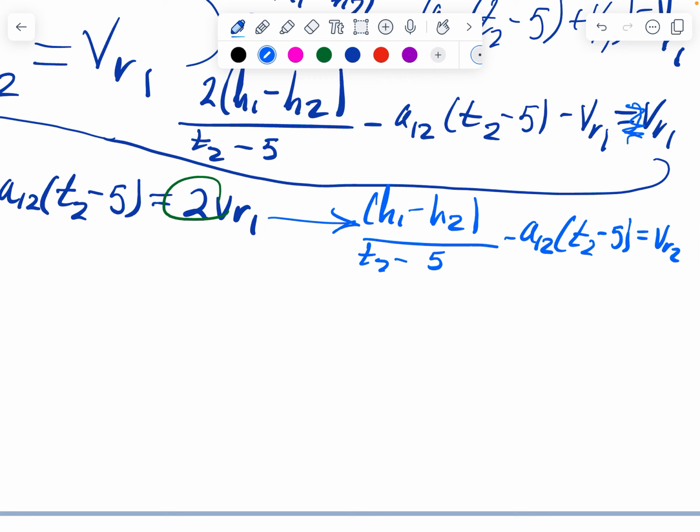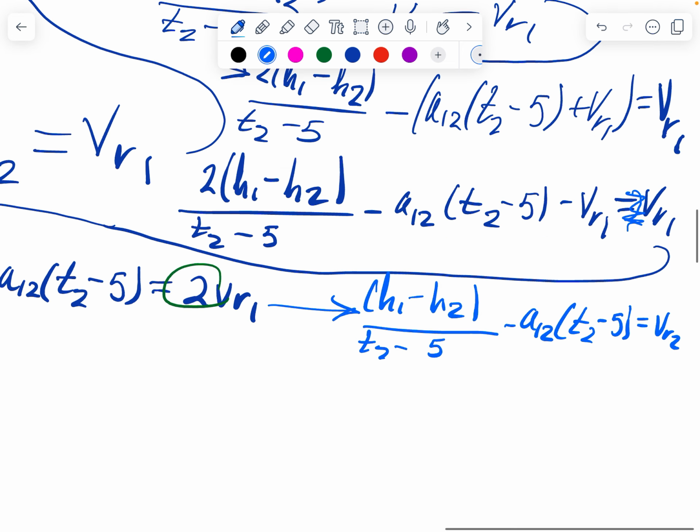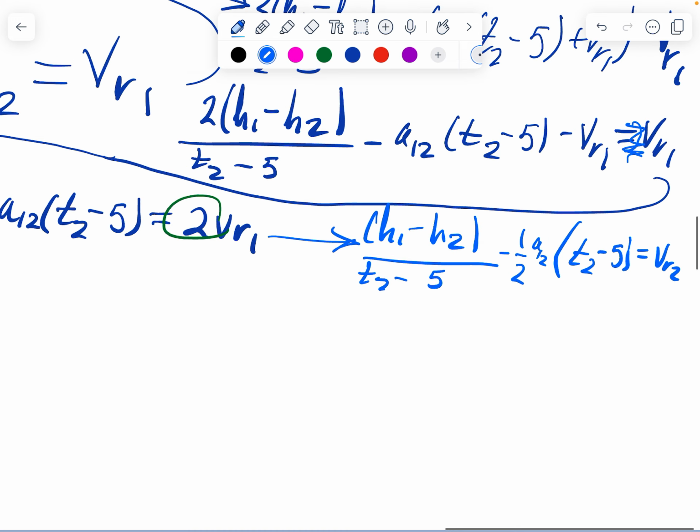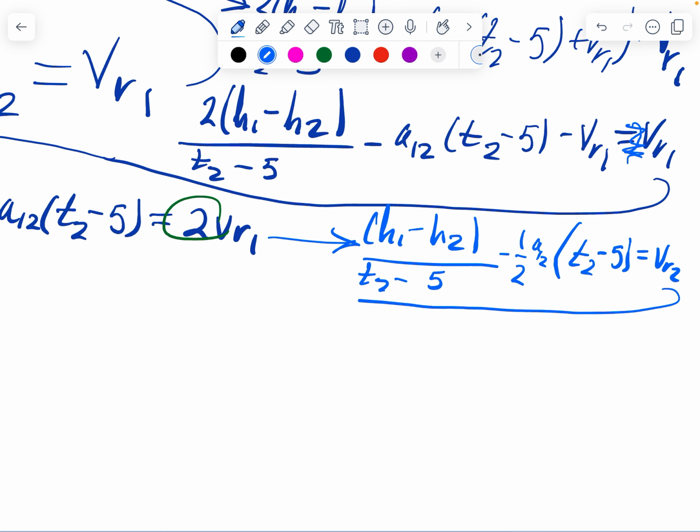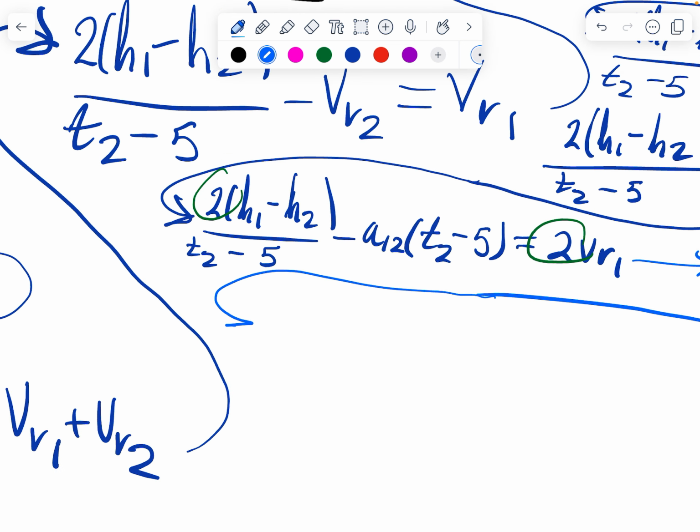Now what? After doing that, we got the 2 out, we divided by 2. I missed something. Guess what I missed? I missed the 1/2, right? Because we divided by 2. So let me rewrite that part. Minus 1/2 A12 and so on. All right, so now we got VR1. We have all these numbers, don't we? So let's plug them in. About time, don't you think?